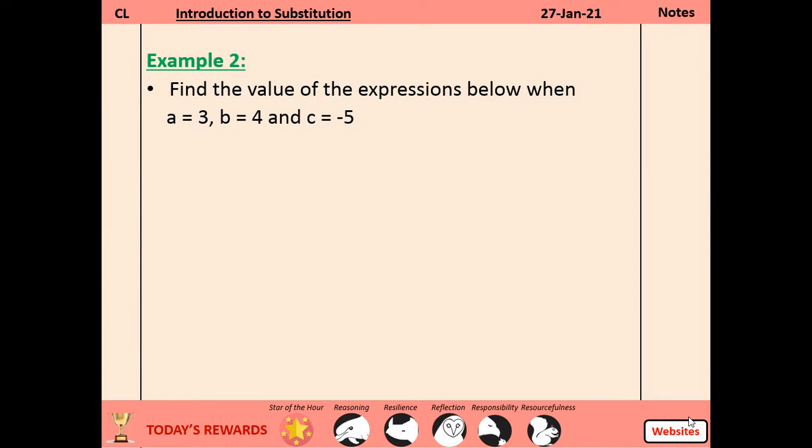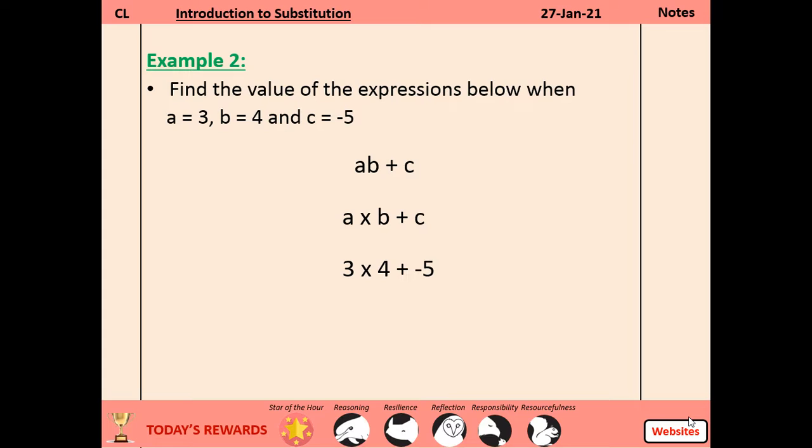All I'd like you to do now is pause the video, copy down the question, and have a go at this one, AB plus C. Go on. Okay, let's just quickly go through this. What did we say AB means? It means A times B, plus C. Replace the values. So that's 3 times 4 plus minus 5.